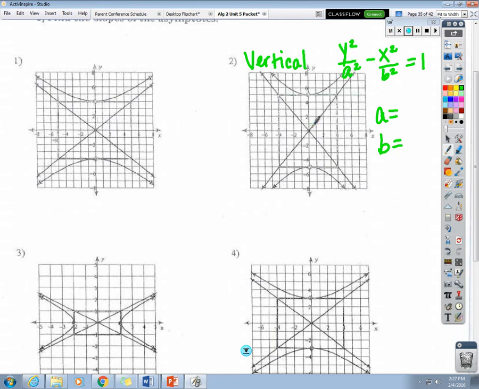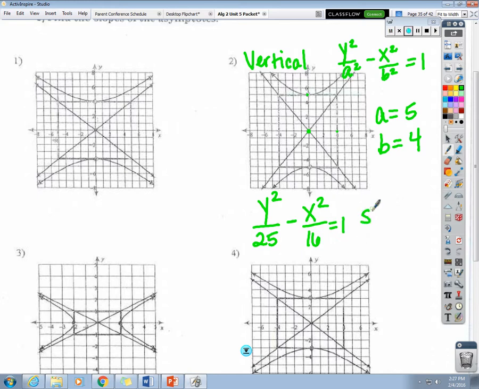So to find the a value, we need to go from the center up how many? 5. Okay, and then b is under the x, so we need to go from the center right 4. Okay, so y squared over a squared, which is 25, minus x squared over 16 equals 1.